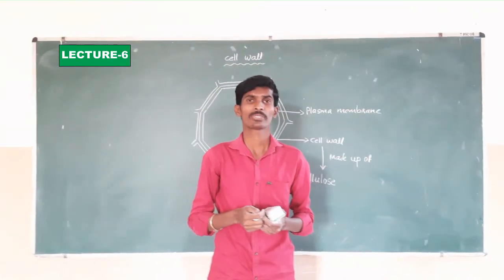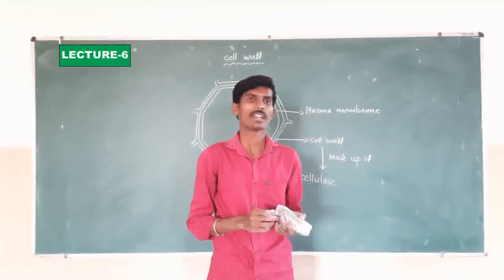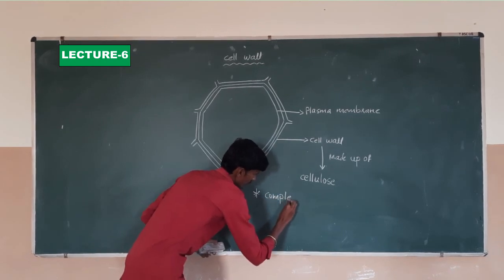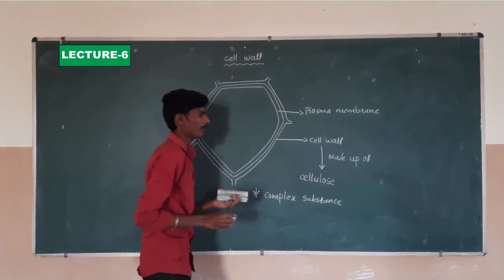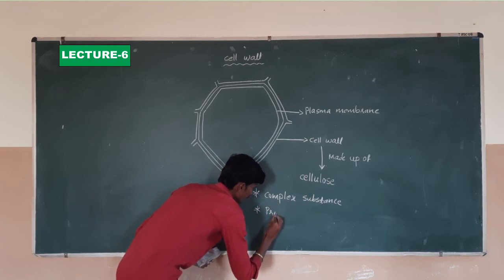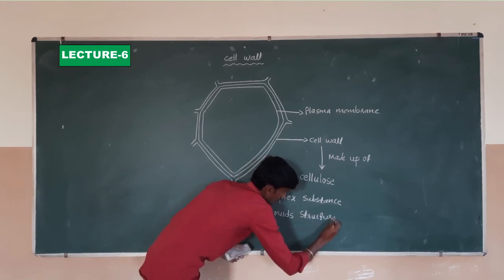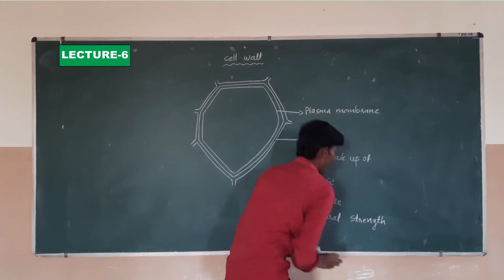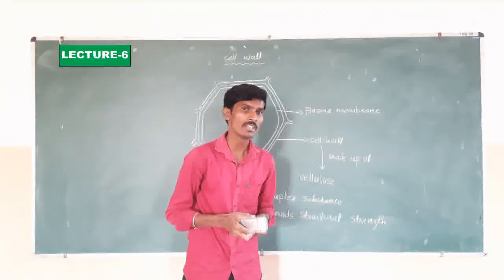What do you mean by cellulose? Cellulose is a complex substance and provides structural strength to the plant. And what is the function of cellulose? It provides structural strength to plants. Cellulose is a complex substance and provides structural strength to the plant. This is about the cell wall.